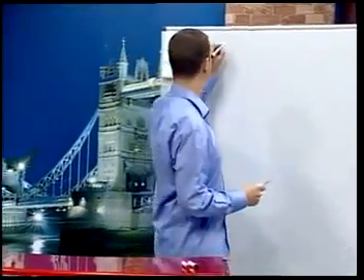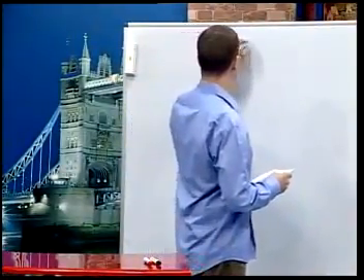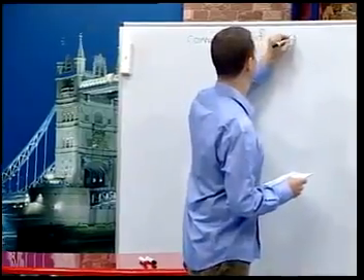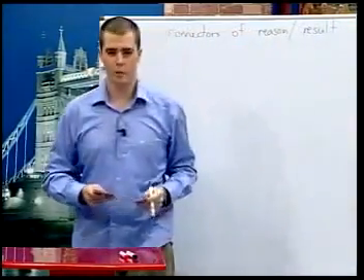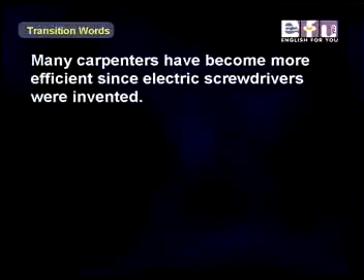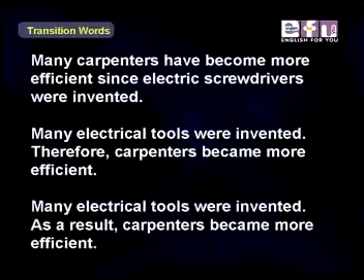And now let's look at connectors of reason and result. Here are some example sentences for you. Many carpenters have become more efficient since electric screwdrivers were invented. Many electrical tools were invented, therefore carpenters became more efficient. Many electrical tools were invented. As a result, carpenters became more efficient.